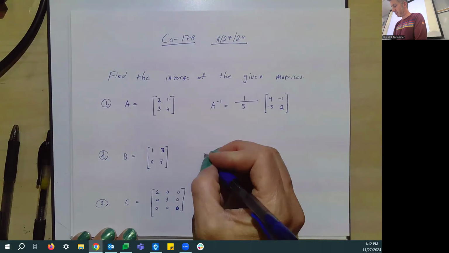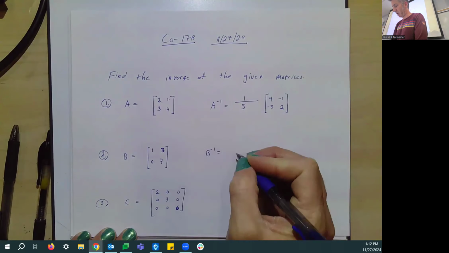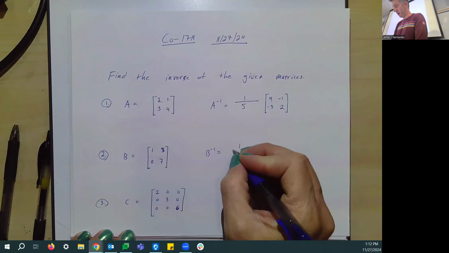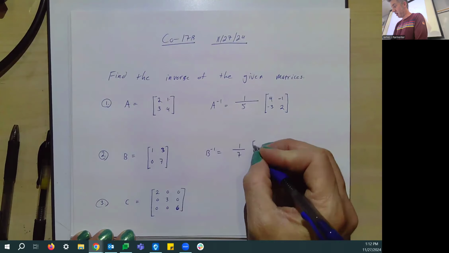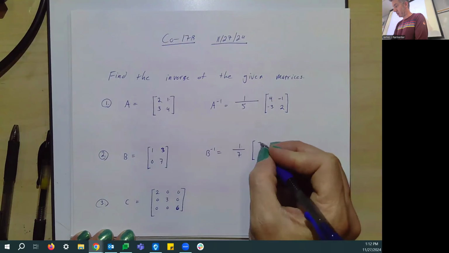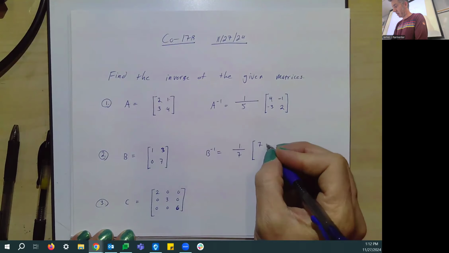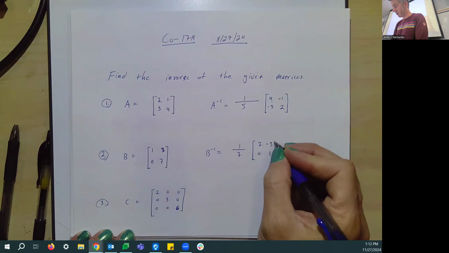Let's look at the next one. So B inverse here, again, is going to be 1 divided by the determinant, which is just 7, times the matrix where we interchange 7 and 1 and change the signs of 3 and 0.